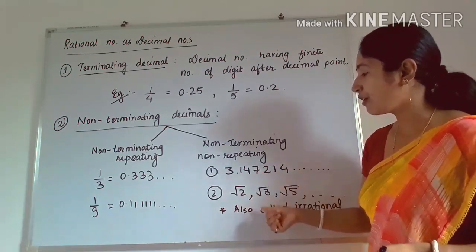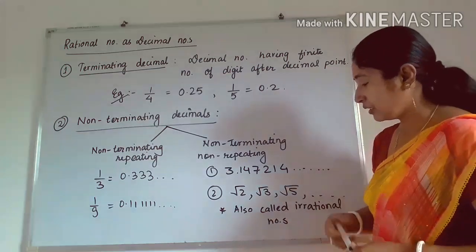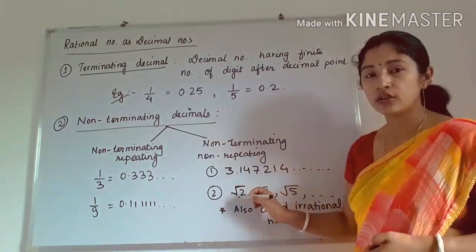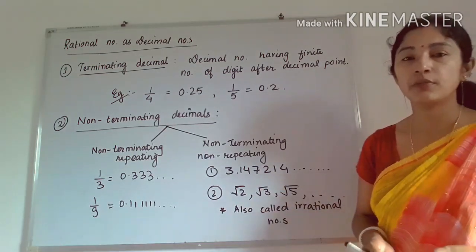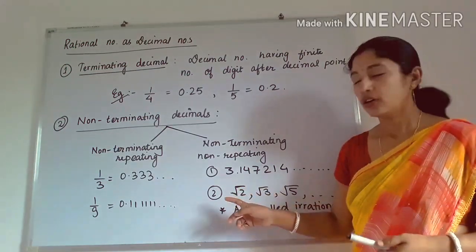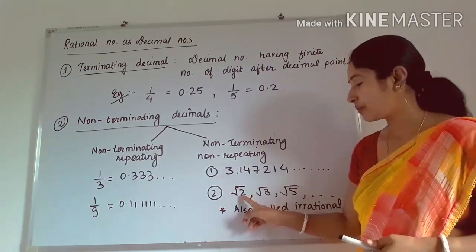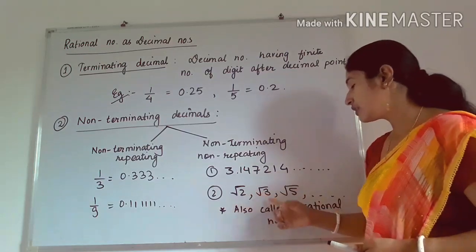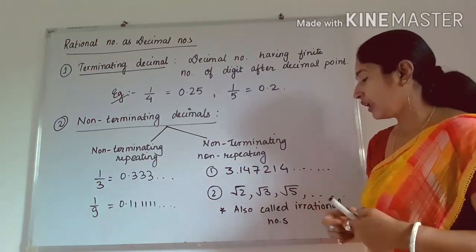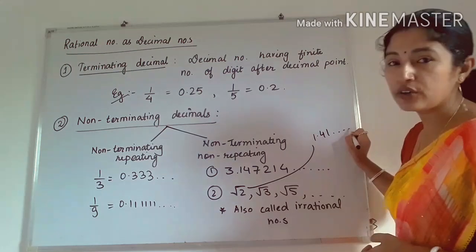Similarly, another example of non-terminating non-repeating is this one, and this symbol is called square root. You will get this topic in your next class, class 8. When you go to class 8, you will get square root. The square root of a number, for example a prime number like 2, 3, 5. When we open these numbers, we will get a number like the value of root 2, which is 1.41, and it will never stop, it will go on.